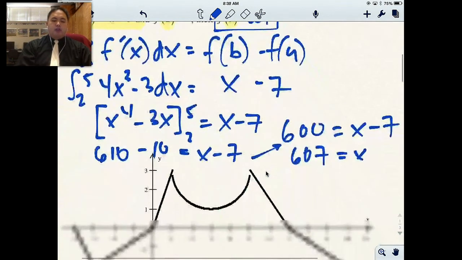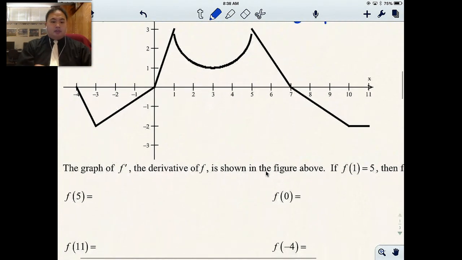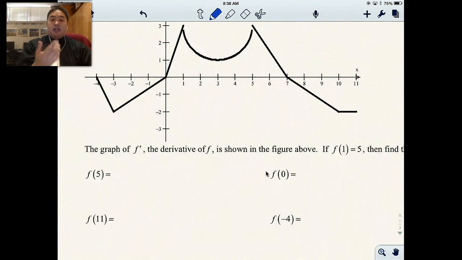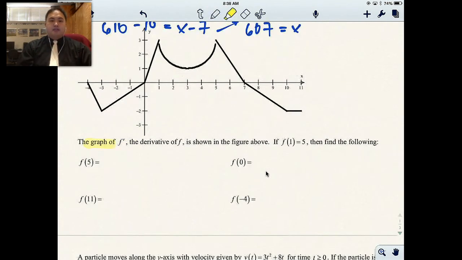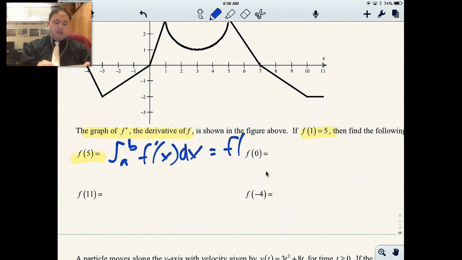Application number 2, what if you were given a graph? It's still the same thing. Check this out. They gave me the derivative. You see it says f prime, and they give me an original value, and I'm looking for another original value. So again, I'm going to start off with the formula. The formula is the integral from a to b of f prime of x dx is equal to f of b minus f of a. It should be ingrained in your head how to do this.